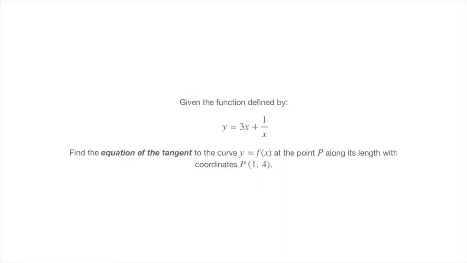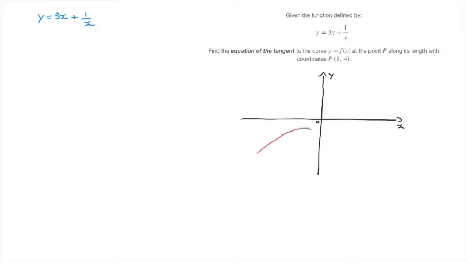Okay, well, I'll start by moving this to the side, like so, and we can get started. So in this case, the function that we're dealing with has equation y equals 3x plus 1 over x. Now, you can go ahead and check with your calculators, but if we make a quick sketch of this, it should look something like this. I'll have my x and y axes, and this curve should look something like this. And now we're looking for the tangent at the point P with coordinates 1, 4. And that would roughly be right here on the curve.